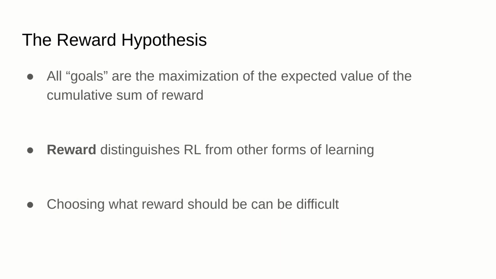The reward hypothesis states that all goals can be simply thought of as the maximization of the expected value of the cumulative sum of reward. This use of reward signal is a distinctive feature of reinforcement learning as opposed to other learning methods. When choosing what reward should be, we have to be careful not to input knowledge about how we want the agent to achieve the goal, but rather what we want it to achieve. For example, in chess, you could give rewards to an agent for taking pieces as a means of winning the game. The problem with this is that an agent could learn to simply take pieces at the expense of winning the game. So instead, a reward should be given for the actual goal, which is winning.